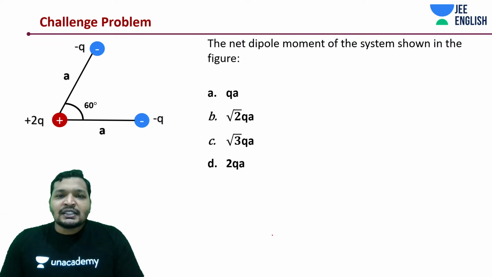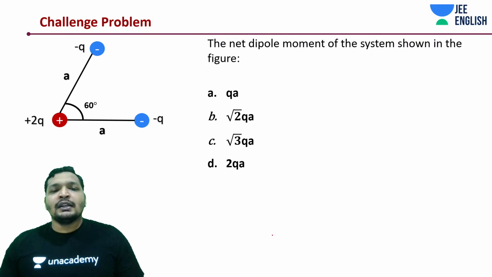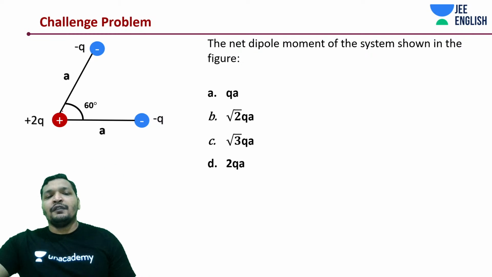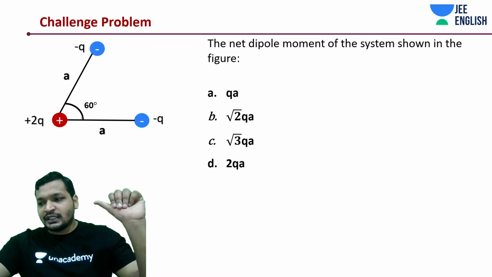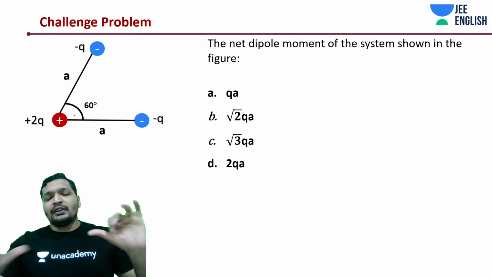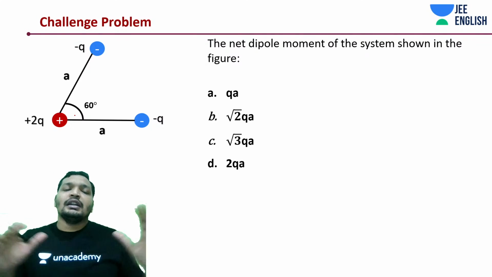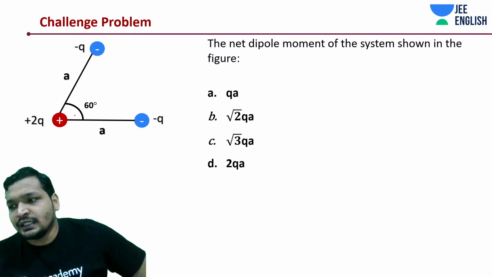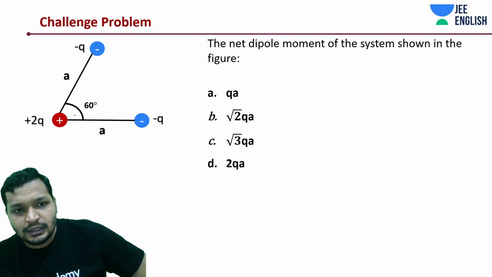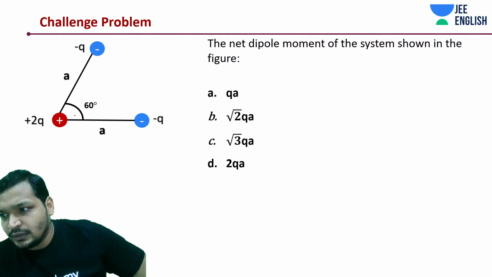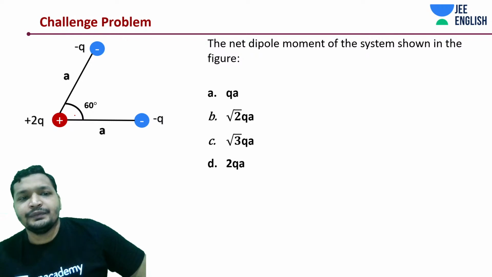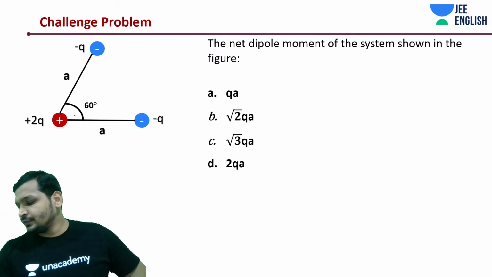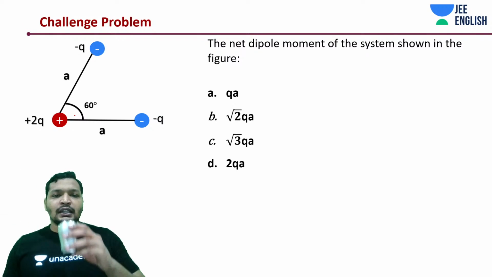So now let's say we have a system where the net dipole moment is asked, and again plus 2q charge, and you have 60 degrees between the arrangement. Earlier it was 90 degrees, now it is 60 degrees. Earlier it was like two lines that are perpendicular to each other. Now one is inclined at an angle of 60 degrees. Think about it carefully. Start working around the problem. Let's get started.